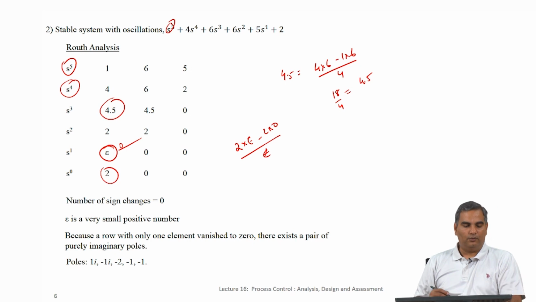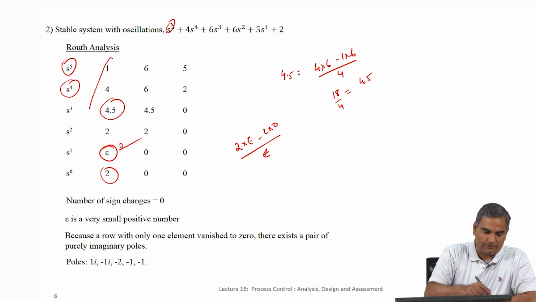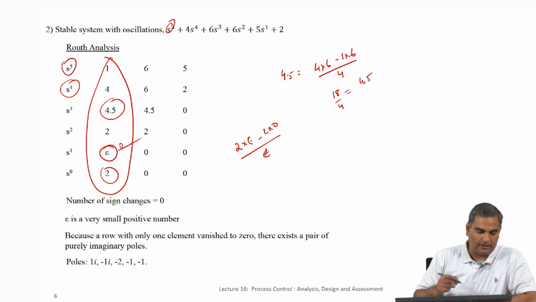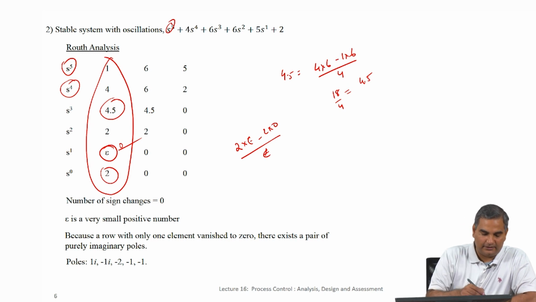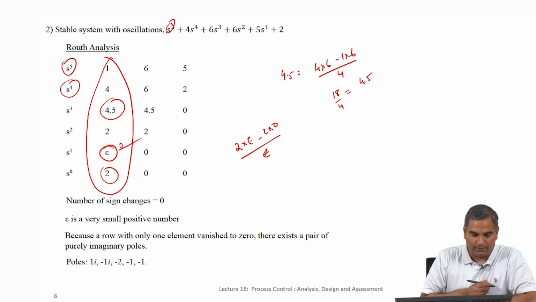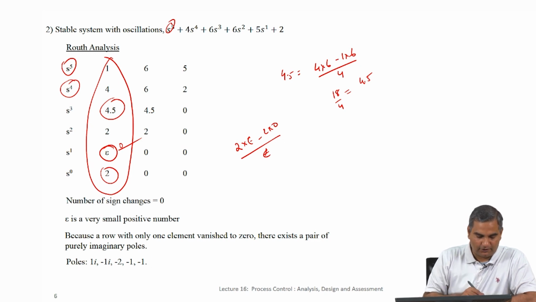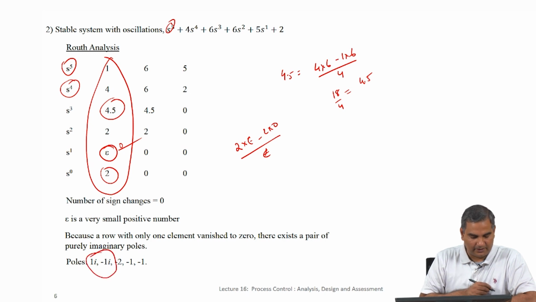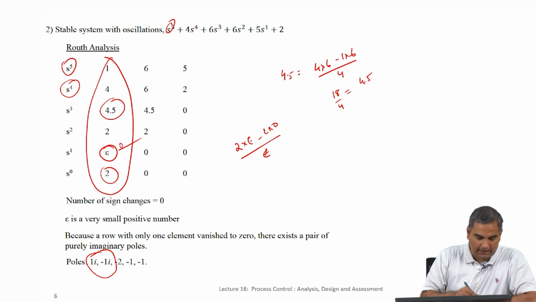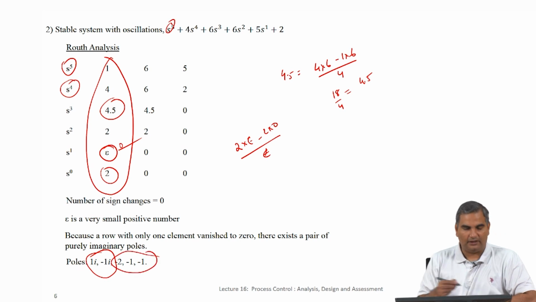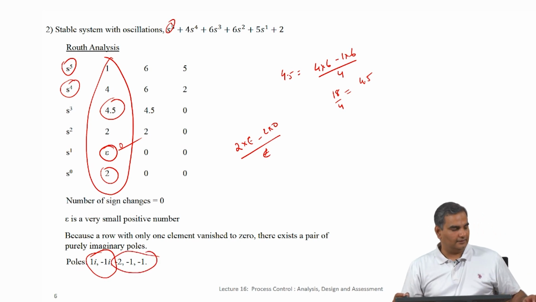Okay. So, now when I look at this first column here, I will notice that there are no sign changes because I am assuming this epsilon is a small positive number. So, there are no roots in the RHP. However, the fact that this has become 0 tells me that there will be roots on the imaginary axis, and it will turn out that there are roots on the imaginary axis, and all the other roots are in LHP. So, nothing in RHP. So, that is another example.